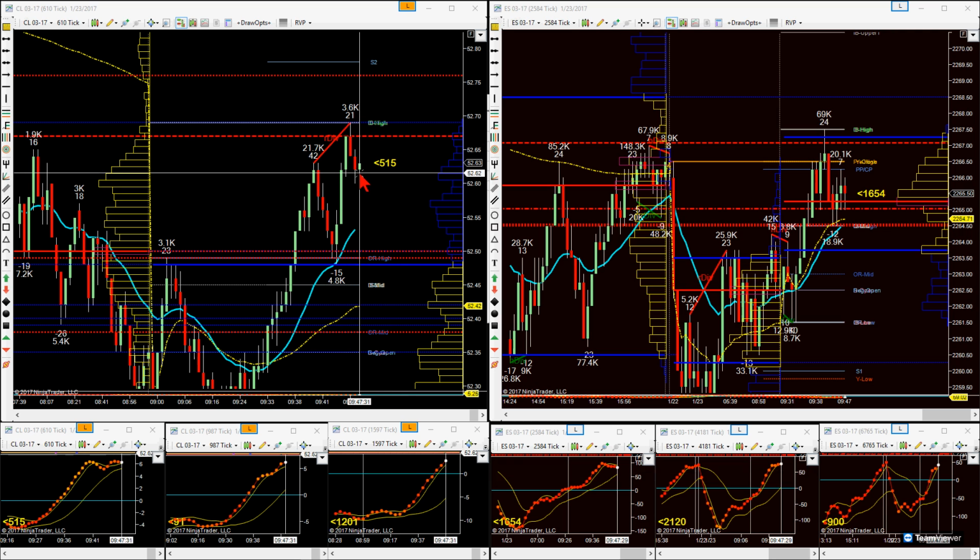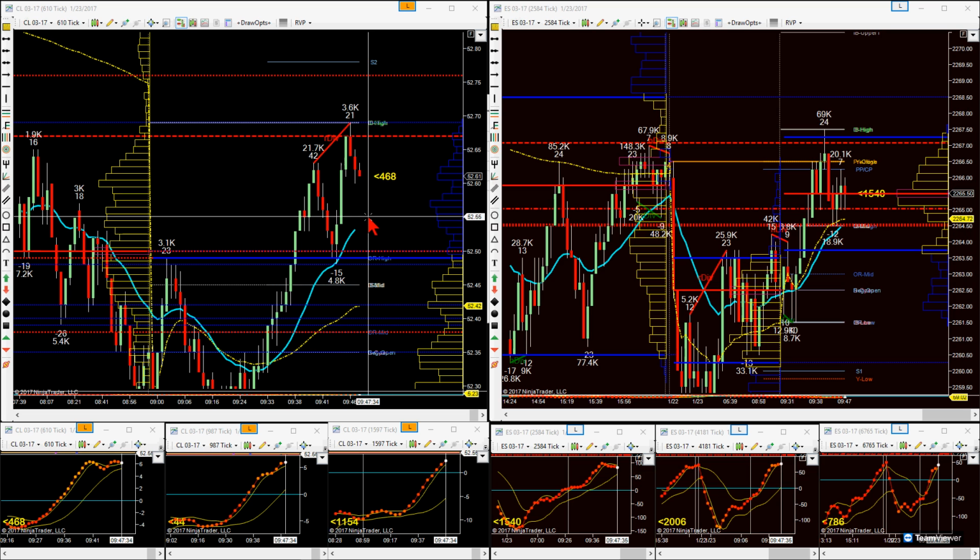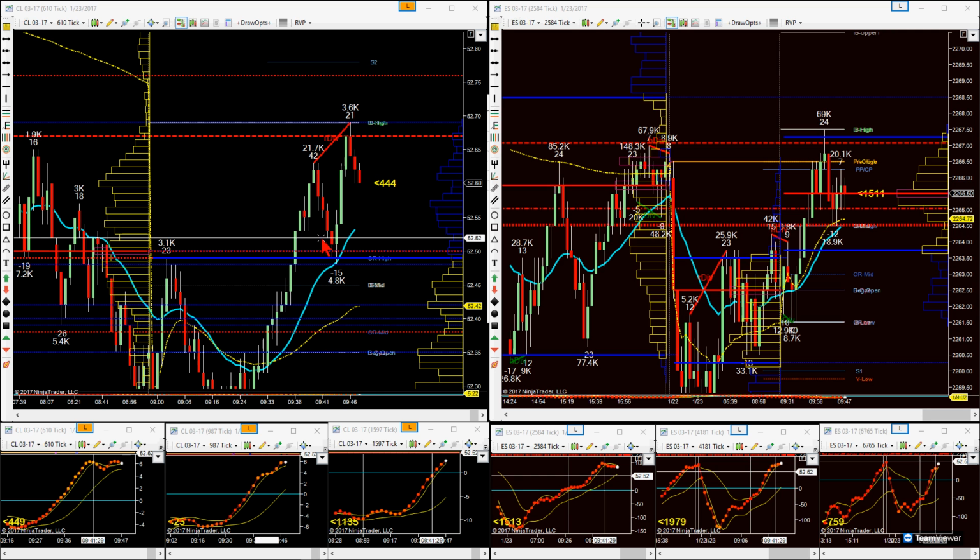We need to see a bit more of a pullback for that to be a potential setup here. Really should have had a trade here. Okay.